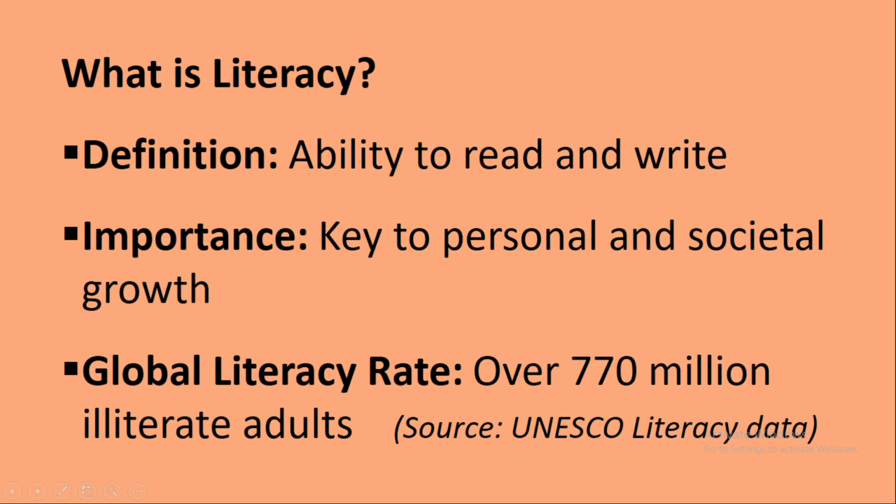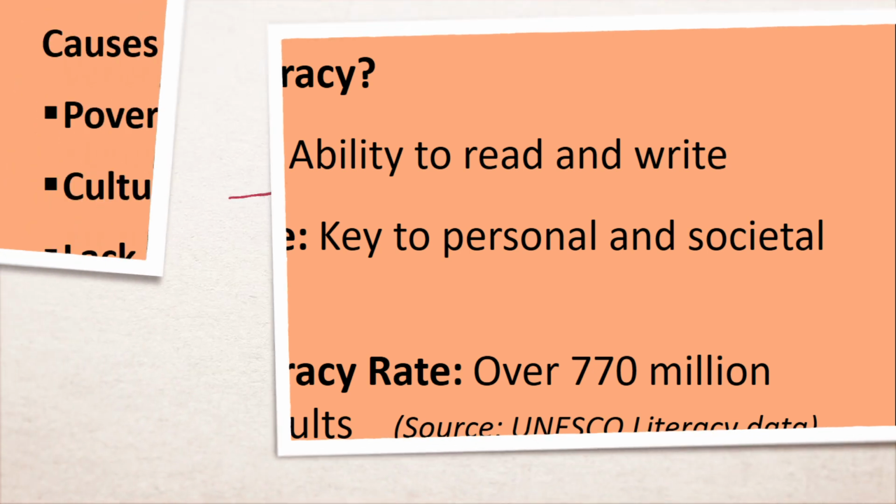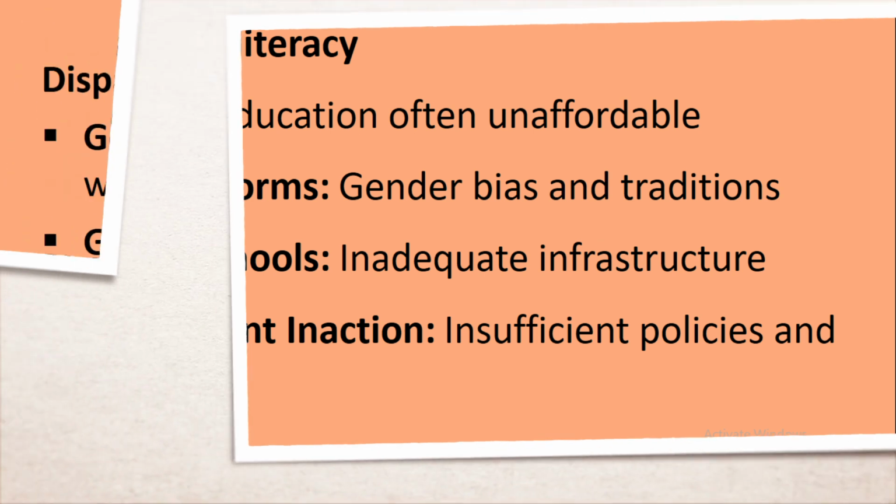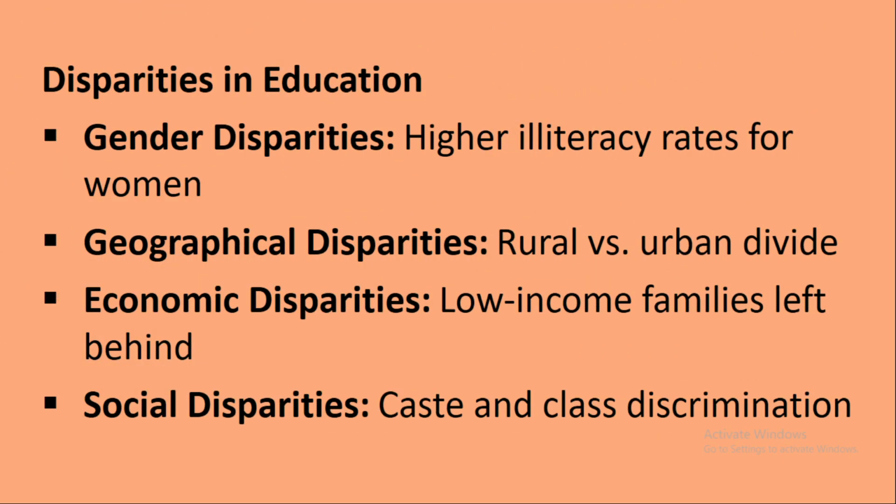Despite progress, over 770 million adults worldwide remain illiterate, creating significant social and economic challenges. Illiteracy is often rooted in poverty, where education becomes an unaffordable luxury for many families. In some cultures, societal norms and gender biases also prevent children, especially girls, from attending school. Additionally, many regions lack the basic infrastructure necessary to provide quality education, and government efforts to address these issues can be insufficient.